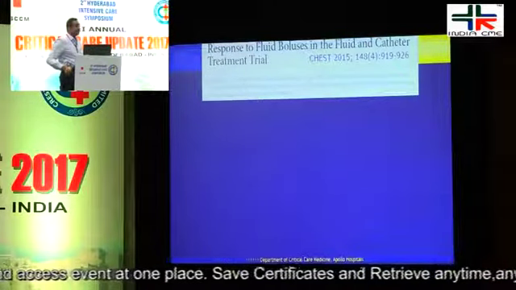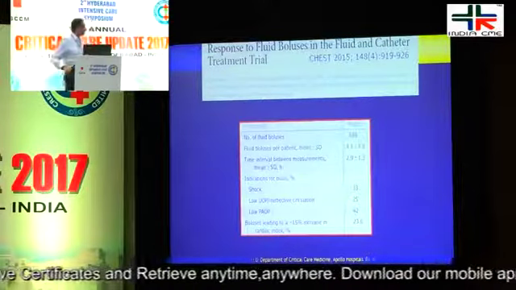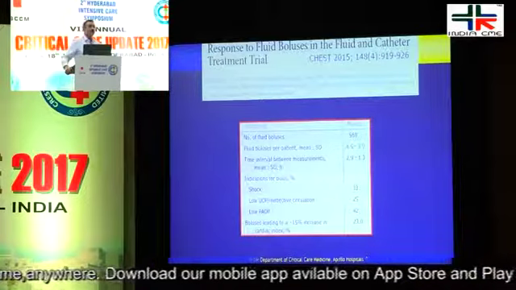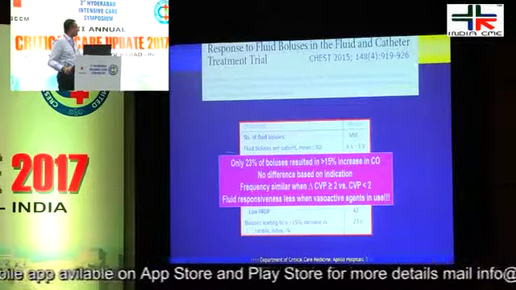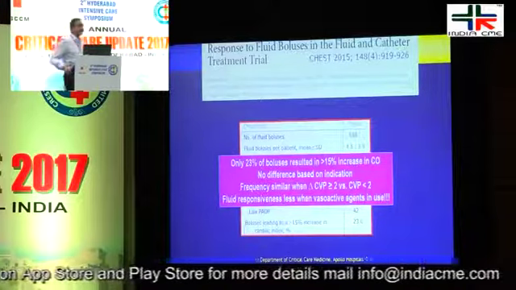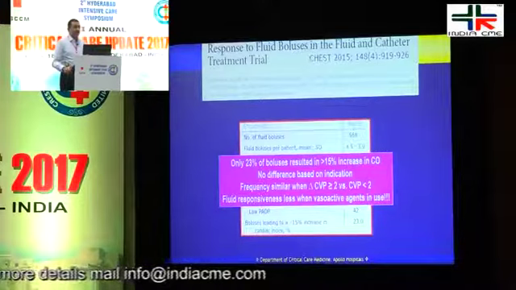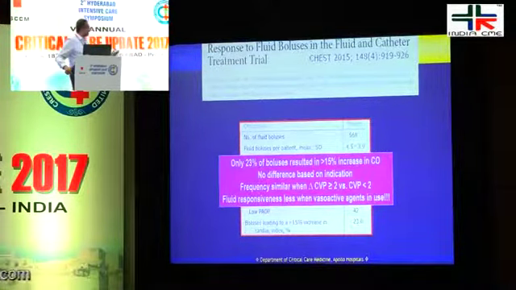This is the follow-up of the FACT trial, where the number of patients who got fluid boluses were about 570. They looked at how many of them actually improved the cardiac output, and what they found is only 23% of the boluses actually resulted in an increase in cardiac output. The other 80% did not have a change in cardiac output at all.